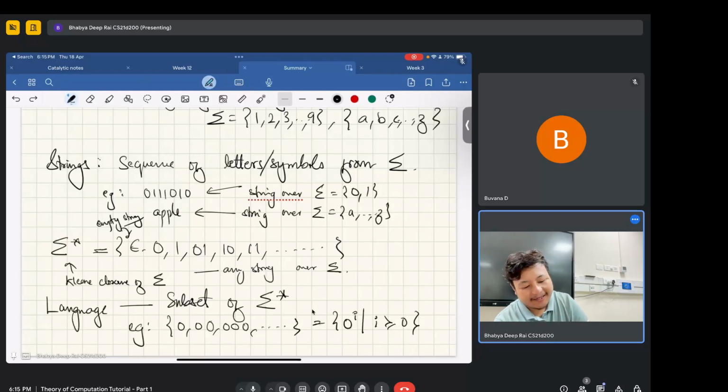Another example is 101, 1001, 10001, and so on. This is another example, and it can also be written in a compact form. It is not always possible, but this can be written as 1 0^i 1 such that i is at least 1. So this is what a language is.